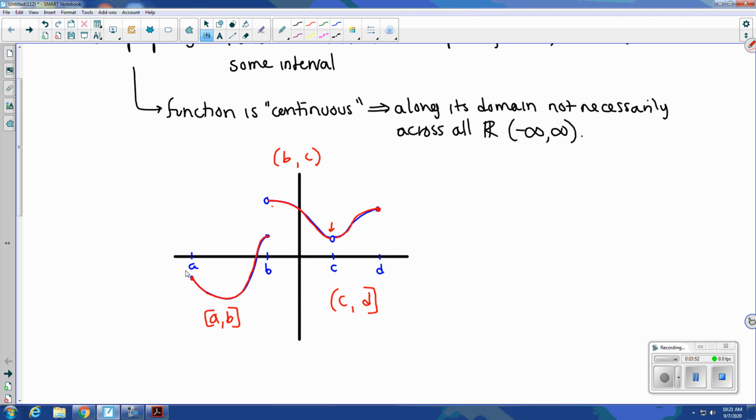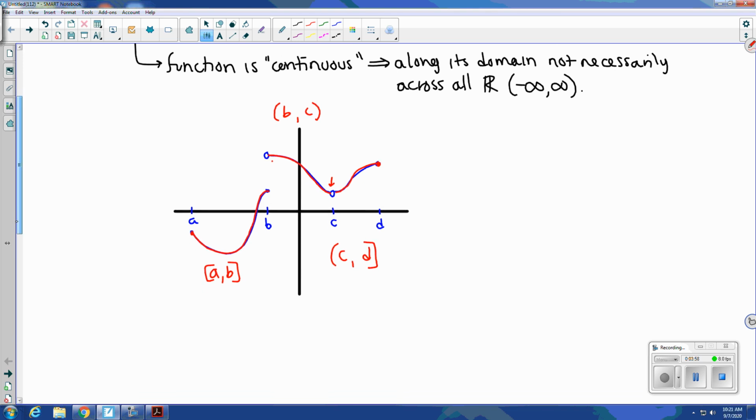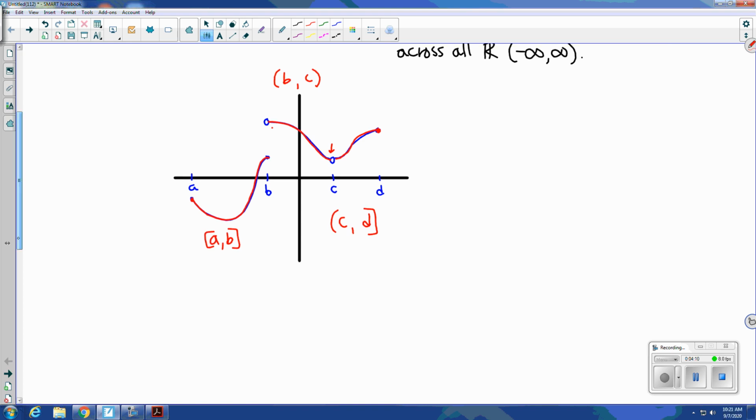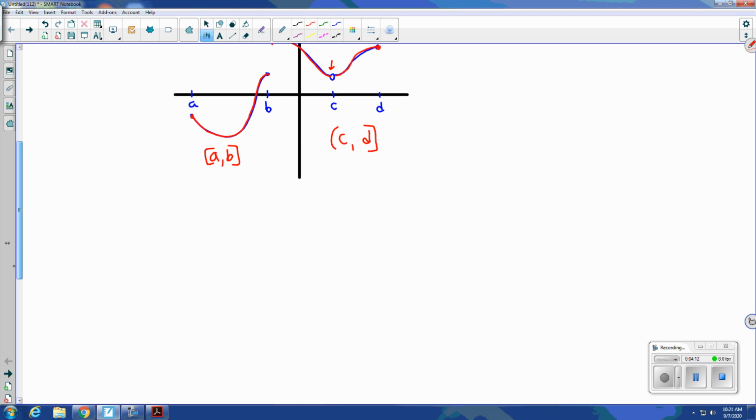Okay, so that's a very basic definition that you can use to help you out if you want to know where something's continuous. If they claim that it's continuous from A to B, if you can trace the whole thing without having to lift up your pencil, I guess you could say that it is. So now let's look at the more formal definition.